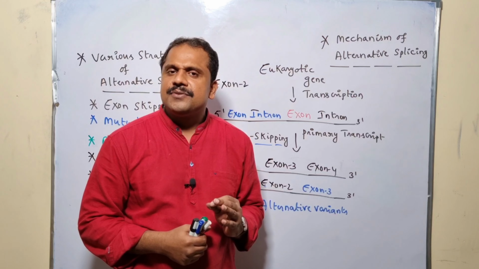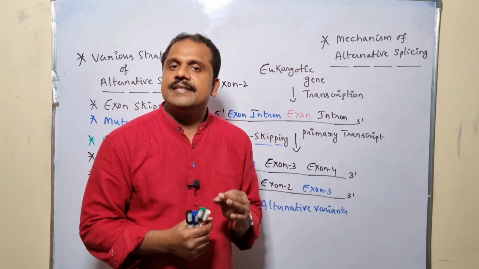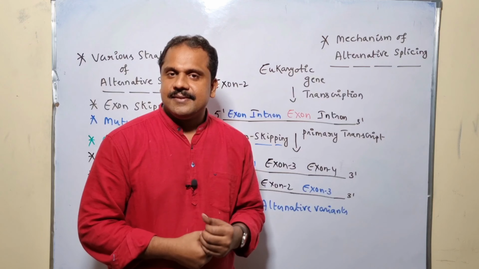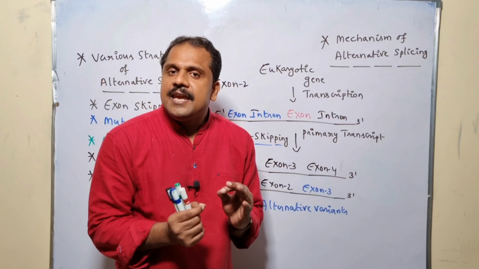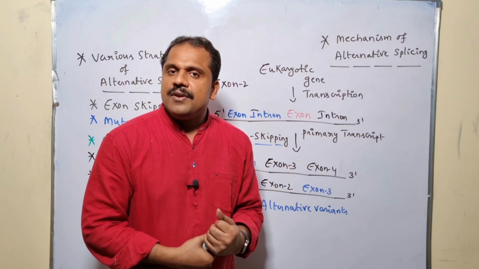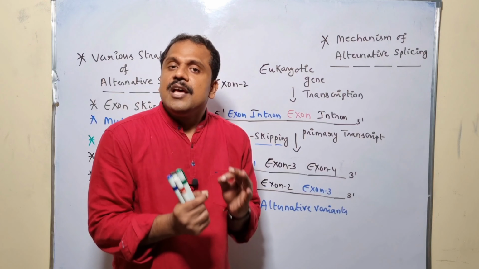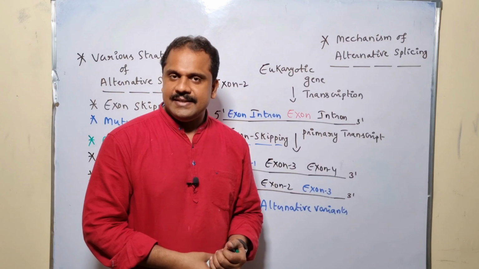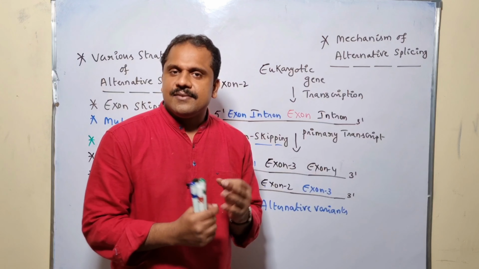The other strategy through which the alternative splicing mechanism is organized in higher eukaryotes is mutually exclusive exons. Is it clear? So what is the meaning of mutually exclusive exons? As the name itself suggests, instead of one particular exon undergoing skipping, in mutually exclusive exons both the exons undergo skipping simultaneously. Is it clear? So that is the reason why it is termed mutually exclusive exons.